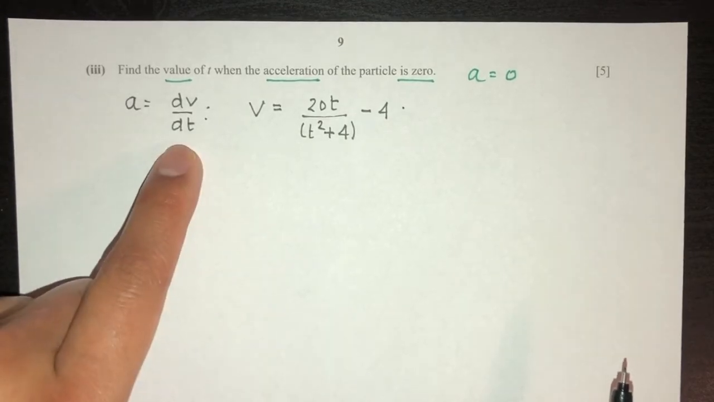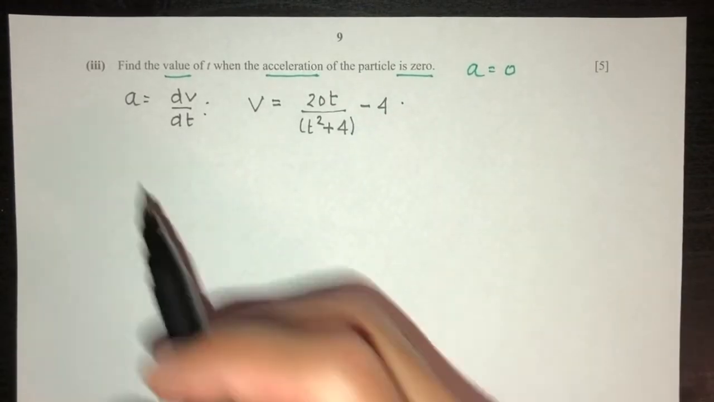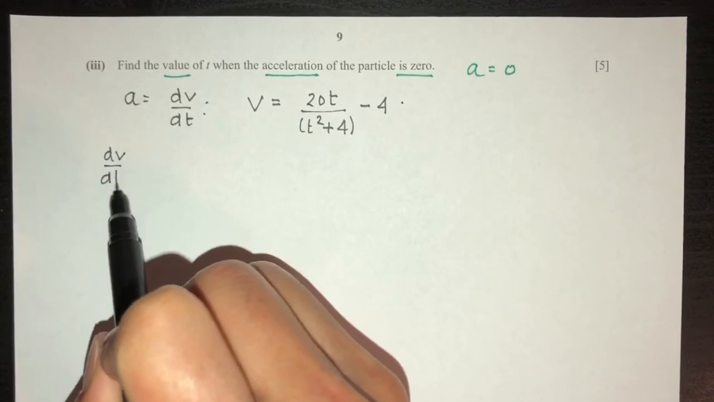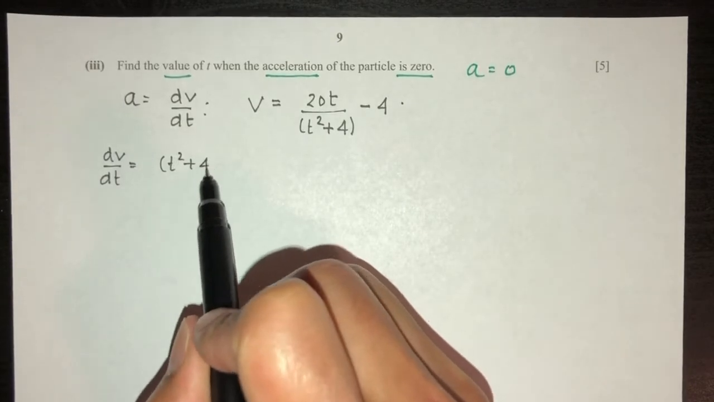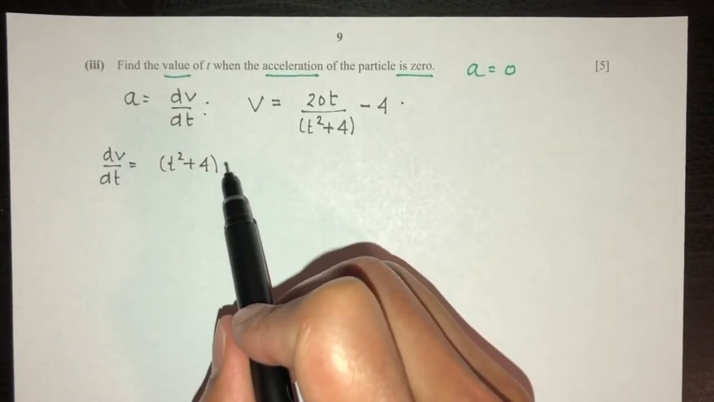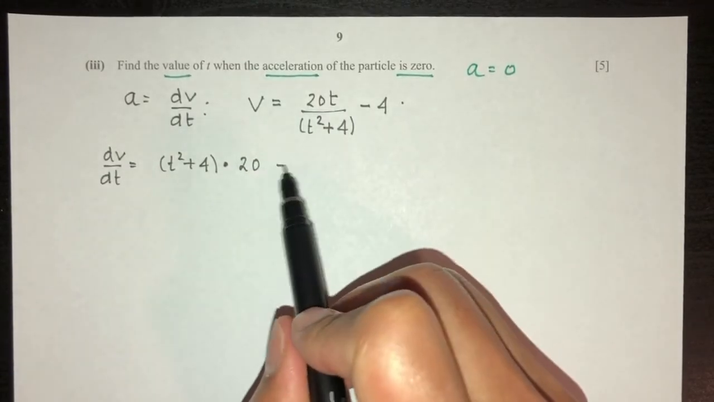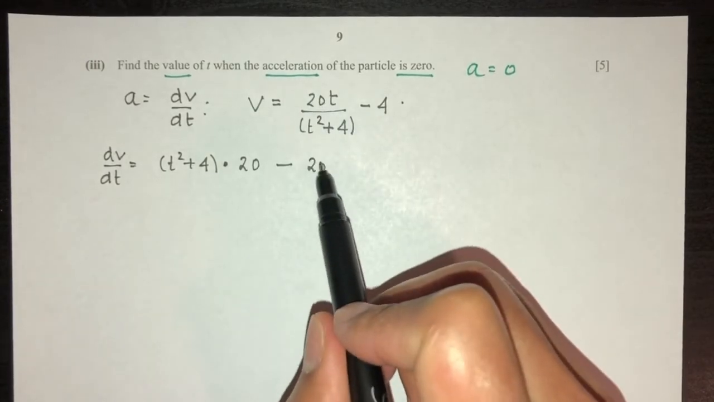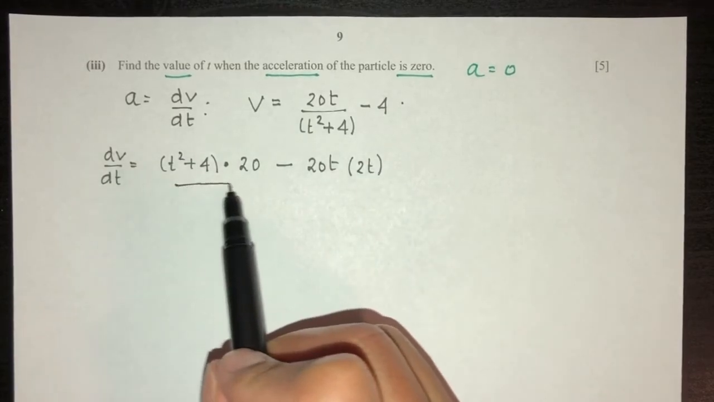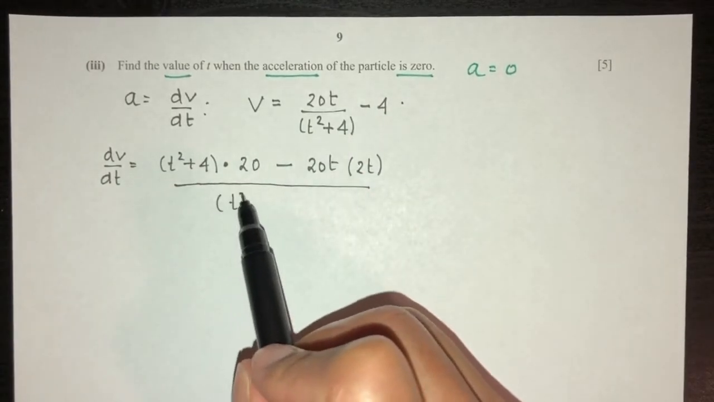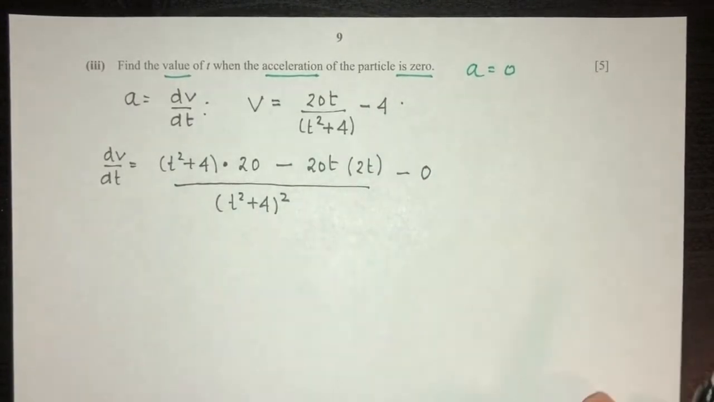So now we have to find dv by dt. Pretty easy. As you observe here, we have a fraction, so we can use the quotient rule. So dv by dt is given by, first you have to write this down, t squared plus 4. Always write the base down first. Now multiply by differentiation of this one, that will be 20. And then we have to minus, then we have to write this down. Then we have to differentiate this one, you will get 2t. And then everything divided by the square of the denominator. That's the first step. And this one will become 0, right?